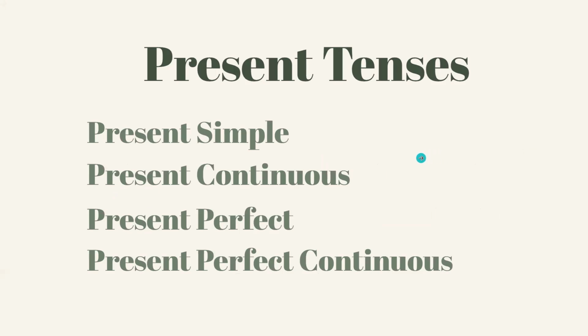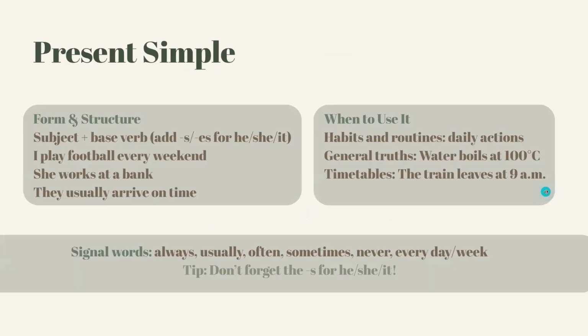So, we can start off with the present tenses. Each tense, like present, future, and past, will be having four titles in its own. So, as you can see on this one, present tenses have present simple, present continuous, present perfect, and present perfect continuous. We will be starting on with present simple.